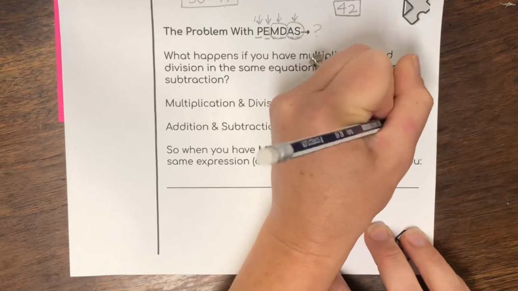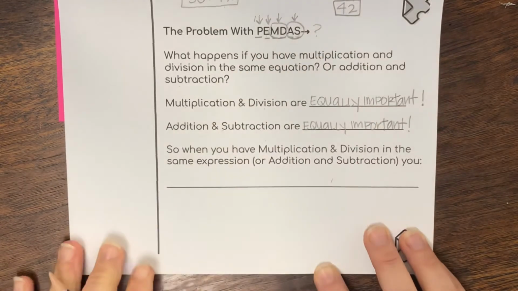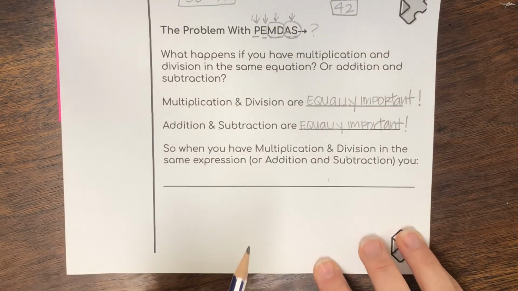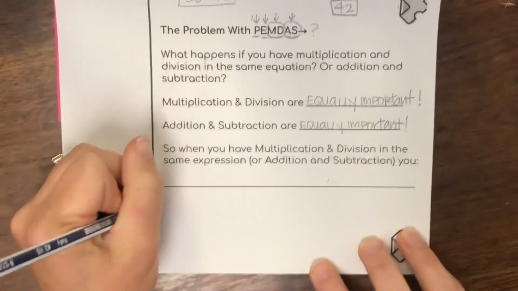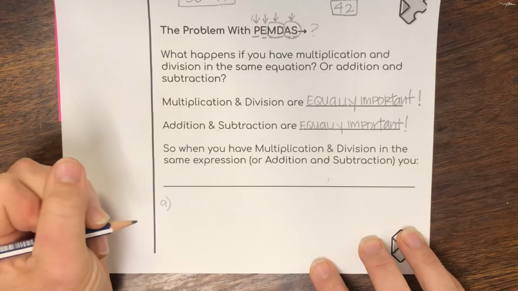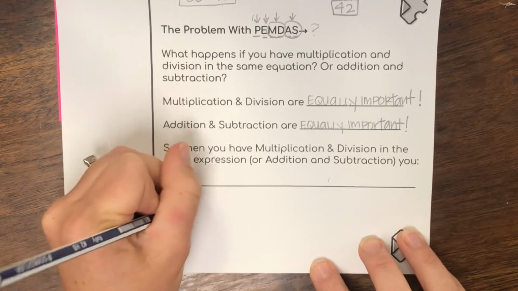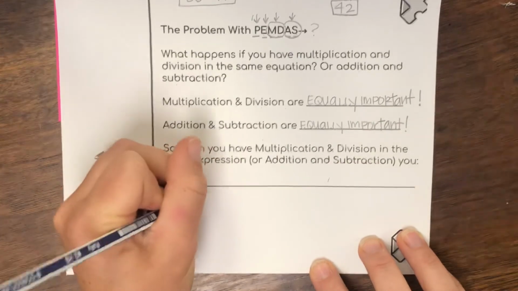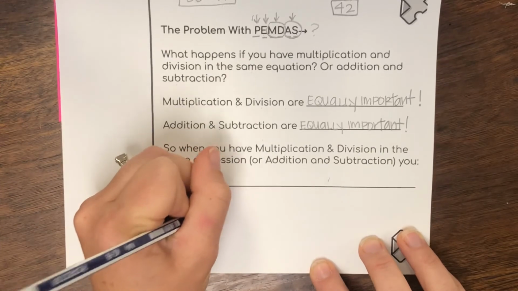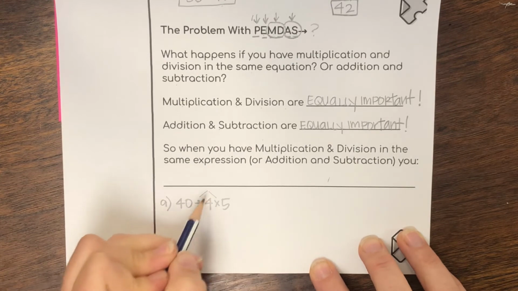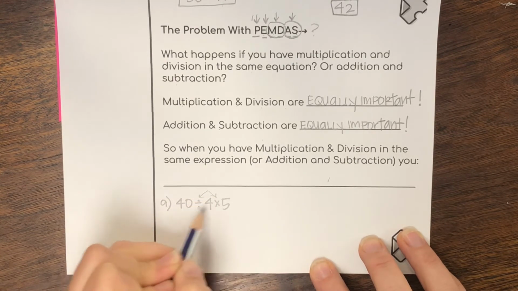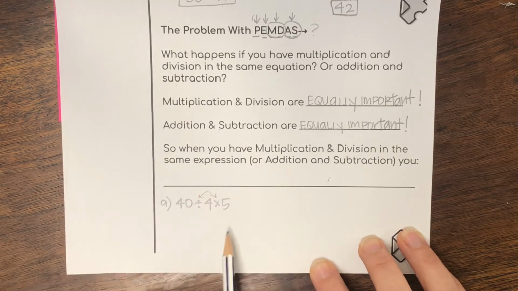Hoping you guys can write this or see this and that I am on camera still. I think I am. So let's look at a few examples. We have the equation 40 divided by 4 times 5. We have 2 completely equal expressions, multiplication and division. There is not one more important than the other. I love them both equally, just like my kids, okay? So which one do we do first?